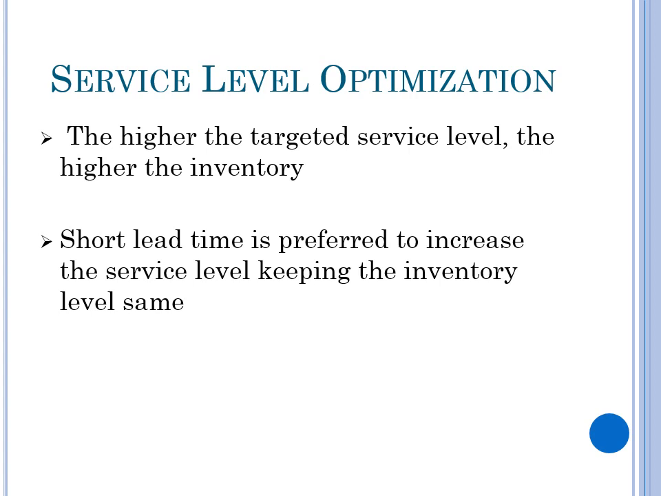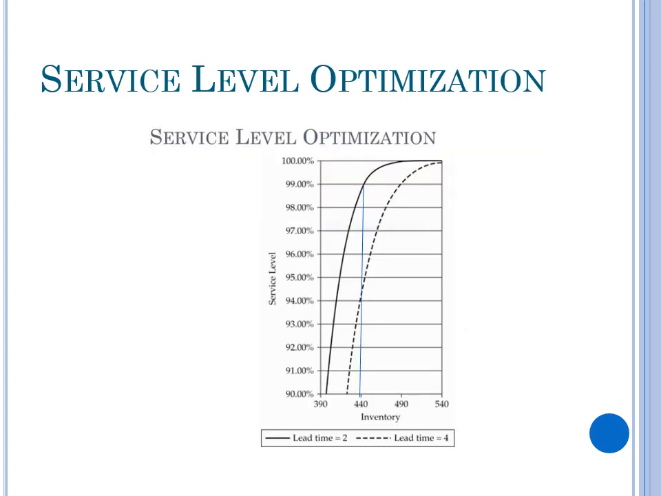The higher the targeted service level, the higher the inventory. But if you want to keep the inventory level the same and increase the service level, you need to shorten the lead time. So in that case, you select a supplier who can supply the product in shorter lead time. From this curve, we can see that if we want to maintain the inventory level at 440 but want to increase the service level from 94% to 99%, we will need to shorten the lead time from 4 days to 2 days.